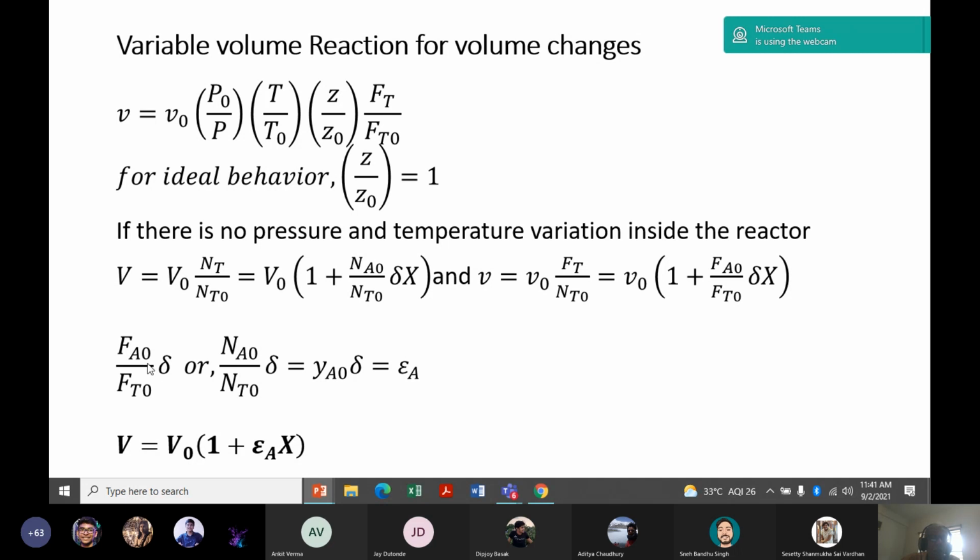because it can be written Ya0, mole fraction, mole of A by total mole. So it is mole fraction. Mole fraction multiplied by volume change with reaction delta is giving a term epsilon A. And in the Levenspiel book, it is defined in different way. This is called the volume expansion factor during reaction. This may be negative or positive. If there is volume reduction, then it will be negative. If there is a volume increase, this will be positive. So V is given by V0 (1 plus epsilon A XA).